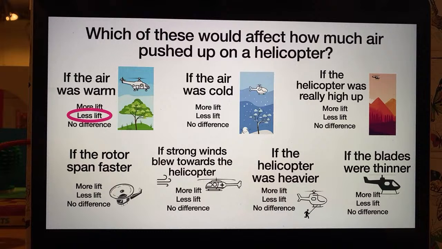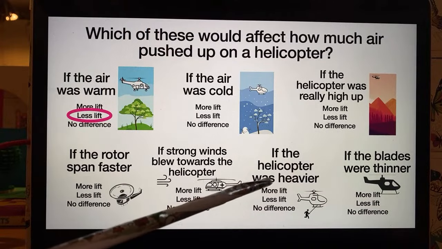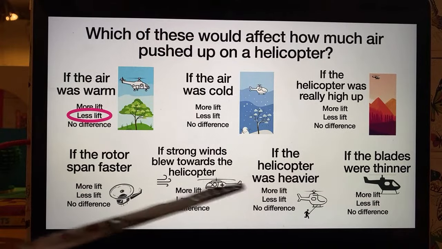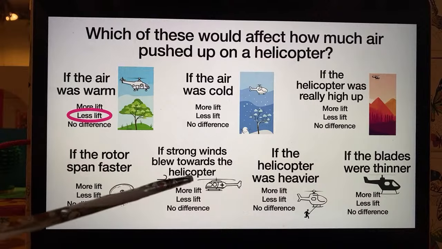I'll give you 20 more seconds, because I'm sure you've got one wrong. Everyone got at least one wrong. These ones, if I may use my new Christmas pointing stick, these ones were causing a lot of problems. The strong winds and the weight of the helicopter.